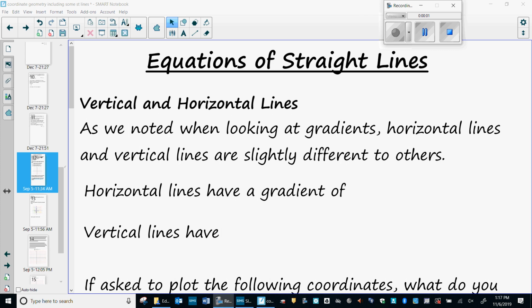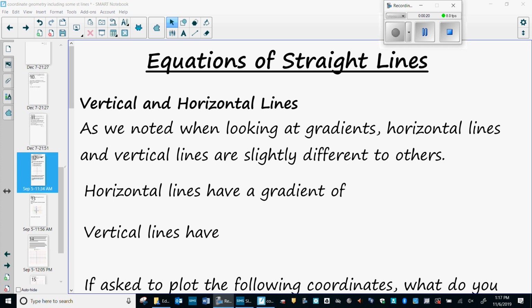Okay, so equations of straight lines. Vertical and horizontal lines. Now, we did start looking at y equals c, didn't we? Yes. But we're sidestepping a little bit and looking in particular at vertical and horizontal lines today.